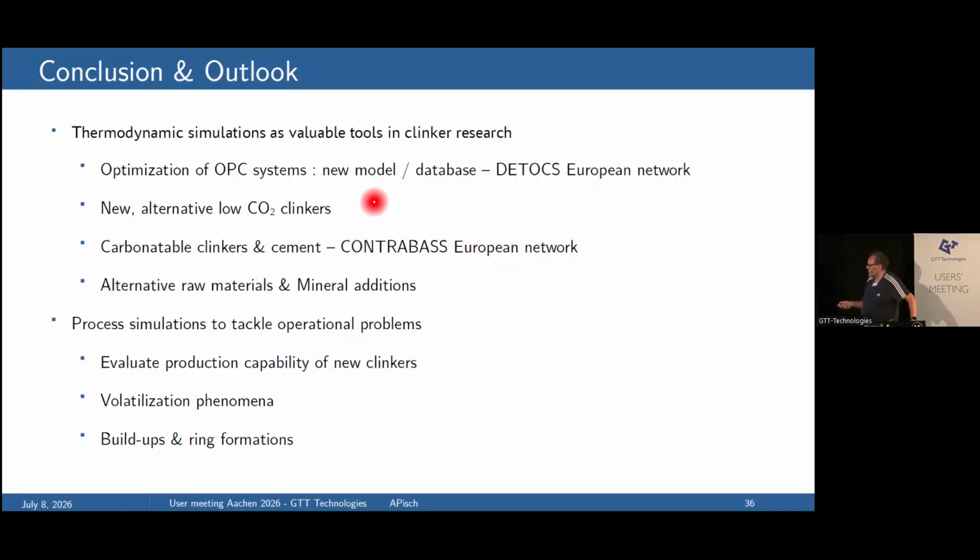As I said, the new alternative low CO2 clinkers work fine, especially the ones based on calcium sulfoaluminate. Carbonated clinkers in cement: there is also another European network looking at carbonation, which is called Contrabas. Also some part of thermodynamics going in there. And process simulations to tackle operational problems, evaluate the production capability of new clinkers. This is in the case of these low alternative clinkers, but also performances of the actual process in terms of volatilization or build-ups and ring formation, as I discussed before. Thank you.